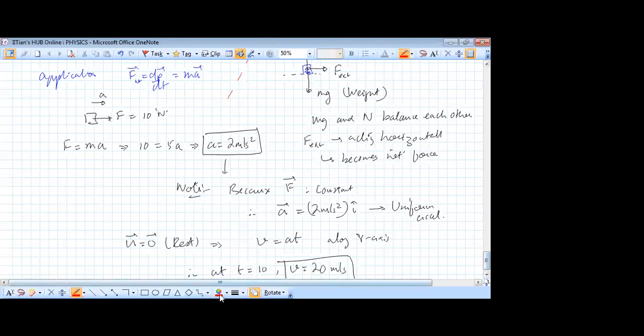But suppose it was on a moving surface, like the floor of a lift which is accelerating upwards, then yes, what you're saying would apply. The normal reaction would exceed the weight. Or for that matter, if it's on the floor of a lift which is going down with some acceleration, then you will see that the weight actually exceeds the normal reaction.